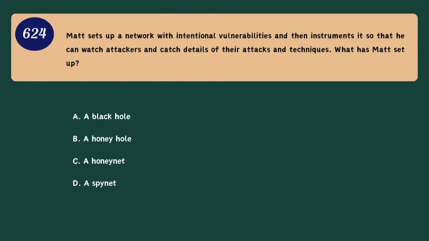Question 624. Matt sets up a network with intentional vulnerabilities and then instruments it so that he can watch attackers and catch details of their attacks and techniques. What has Matt set up? A. A black hole. B. A honey hole. C. A honey net. D. A spy net.